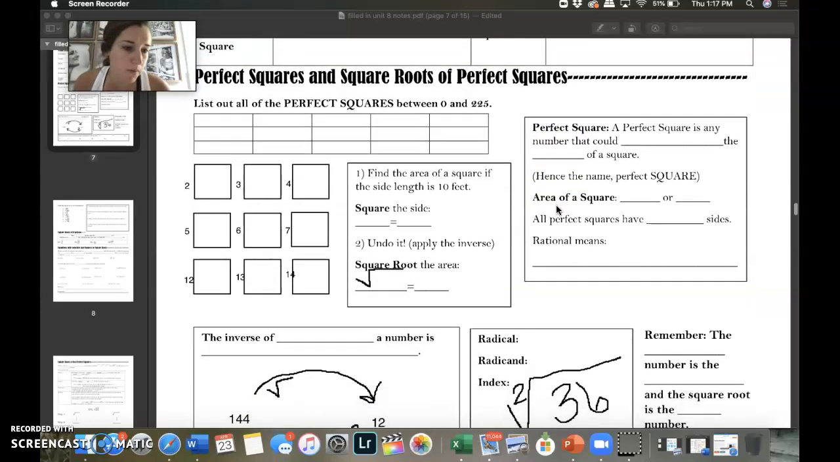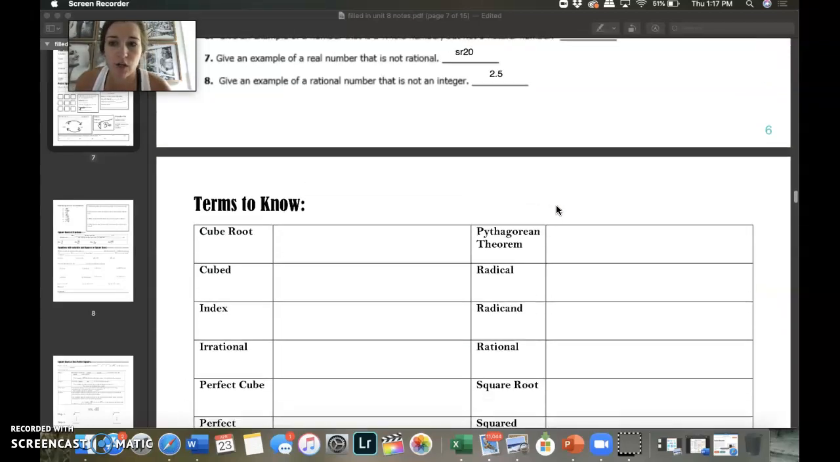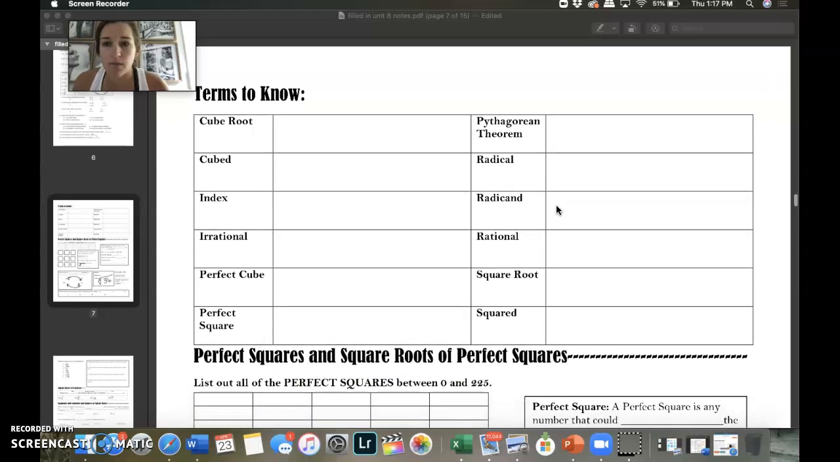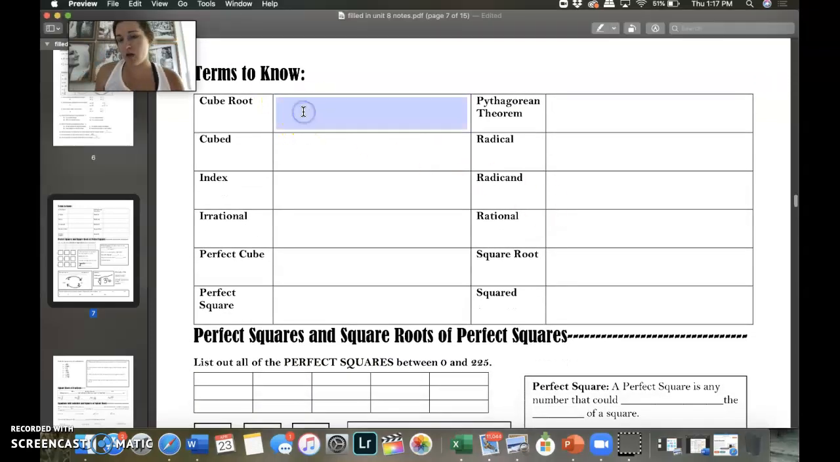Okay, so now we're on page 7 of your notes. We're talking about the terms to know. So cube root. First thing you need to know is that it's a math problem. It's just like saying multiplication. That's a math problem. It's telling you to do something with math.